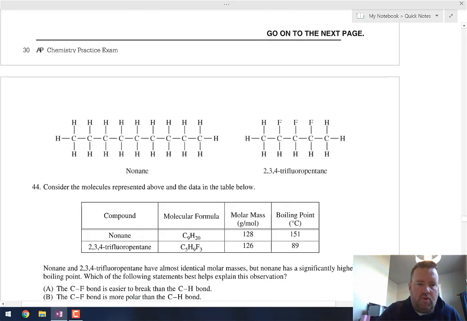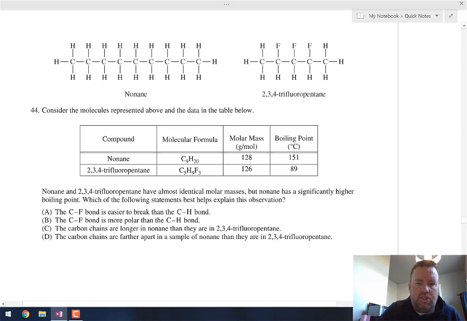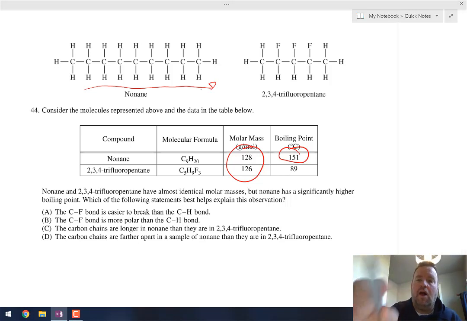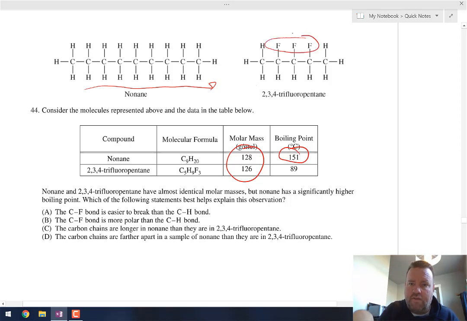Okay, number 44. Consider those two molecules. You have very similar molar masses, but a much higher boiling point in nonane than in trifluoropentane. Nonane, a very long nonpolar molecule, has a very large surface area, whereas in 2,3,4-trifluoropentane, the fluorines throw off the symmetry a little bit. But again, nonane has the higher boiling point. If you were to predict it, you'd probably predict this one, because this one's probably going to have some stronger dipole-dipole forces.